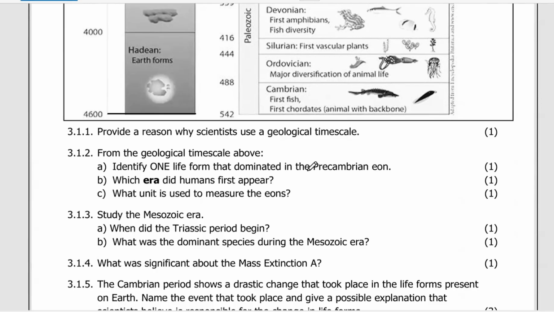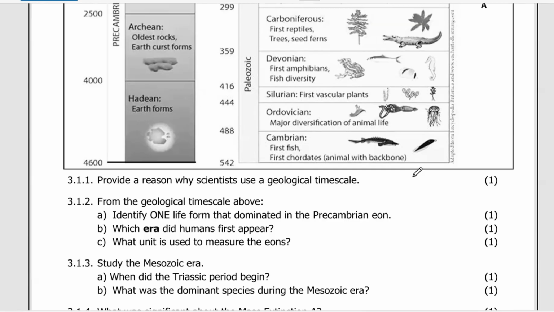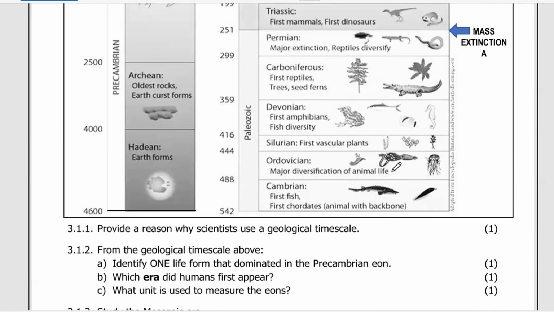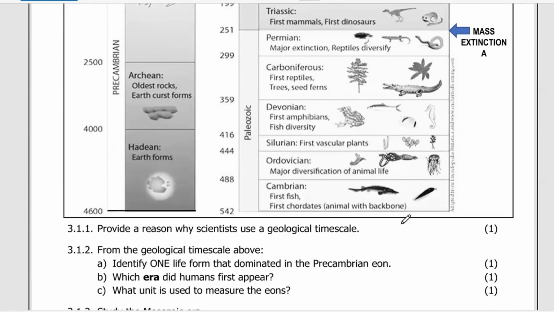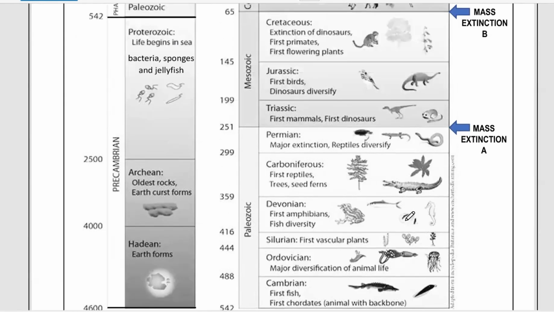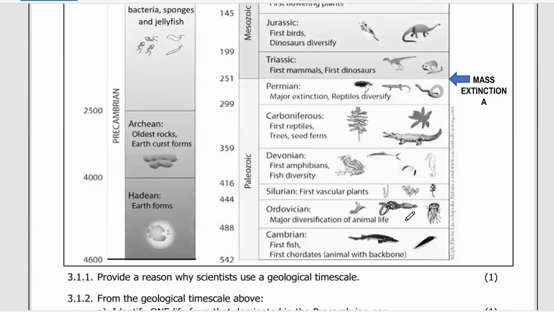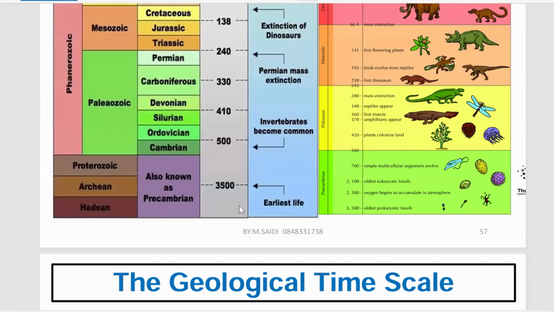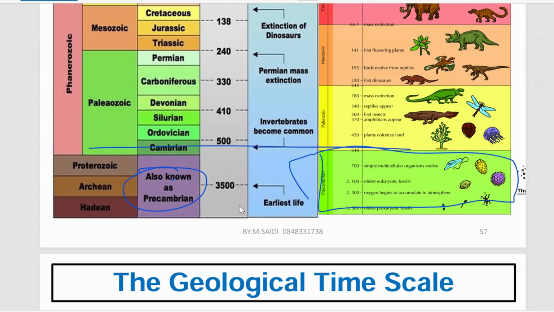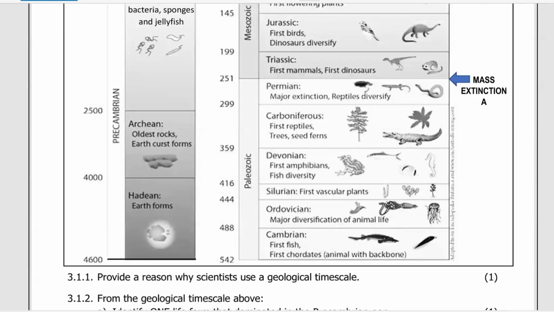Question number 2: from the geological time scale, identify the life form that dominated the Precambrian eon. They are looking at the life form. If you look at the eon here, the eon is here, so they are looking for the Precambrian eon. Basically they were bacteria. I even explained it in our prediction 2 weeks before the paper. I said that Precambrian is here, and you see that there are bacteria. It started from there.